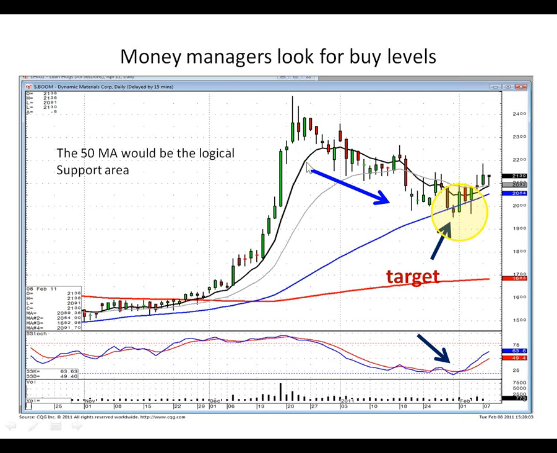So if you take the concept of a Fibonacci natural support and resistance of human nature, and you take the graphic depiction of investor sentiment, when you combine those two, you've got a very powerful combination that tells you what normally happens in a price move.